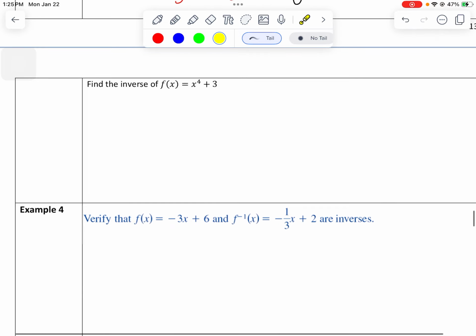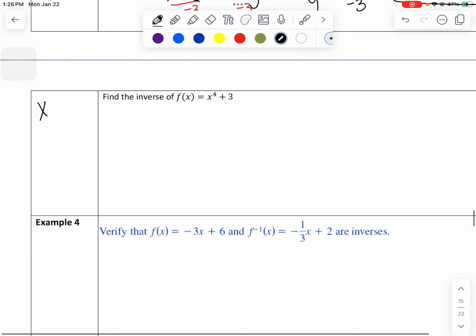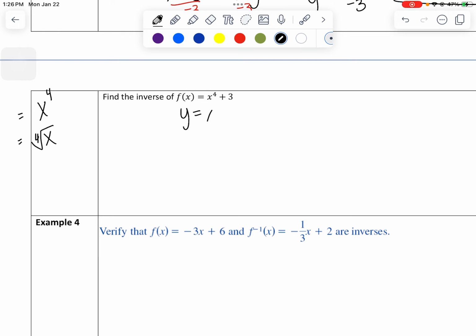Our next example is an inverse of a quartic function, a power function with a power of 4. You might think to yourself, the inverse of an exponent is a radical, so these are going to be inverses of each other. We're going to find that inverse by first starting with y equals x to the 4th plus 3. The inverse swaps around those x's and y's, so switch those. So instead we have x equals y to the 4th plus 3.